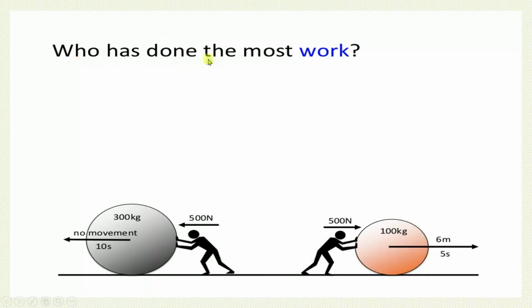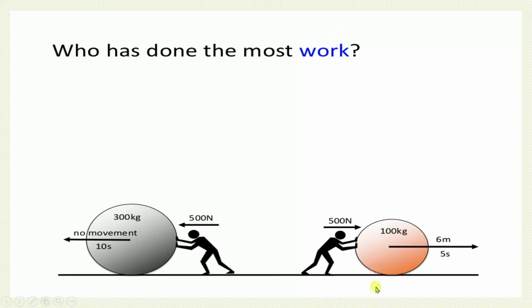ठीक है dear? So let's discuss certain problems based on the work done or not done. Let's consider who has done more work. Here you can see this person is pushing this ball of 300 kg, but for 10 seconds he is pushing and applying 500 Newton force, but there is no movement. You can see here there is no movement at all. Means, is there any displacement in this case? Yes, students? Is there any displacement in this case? The answer is no. There is no displacement at all. Okay. So we will say that work done is not done here.